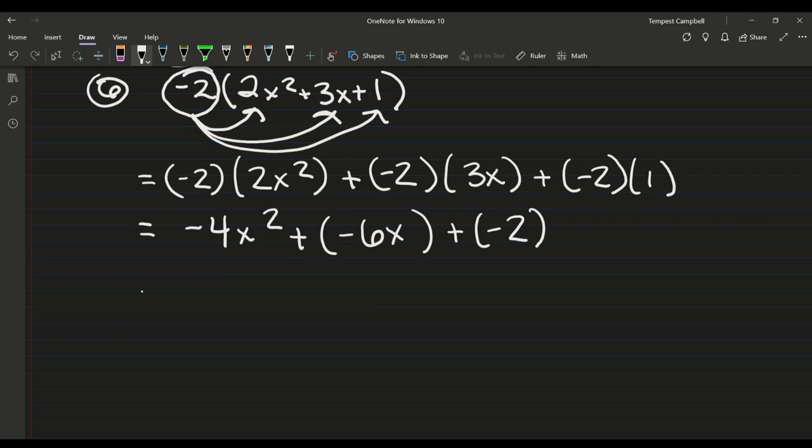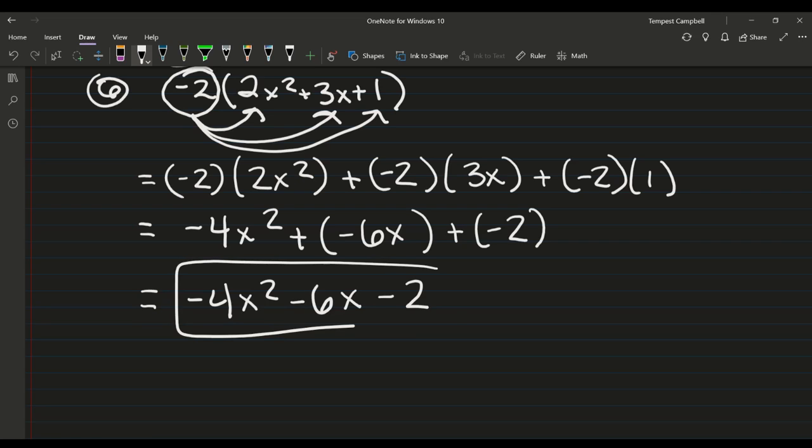And we are going to simplify this so it looks prettier. So we have negative 4x squared minus 6x minus 2. Okay, and this is the correct format because we always want to put the largest exponent first. So a couple rules. So we want alphabetical.